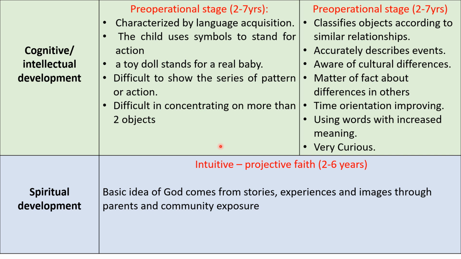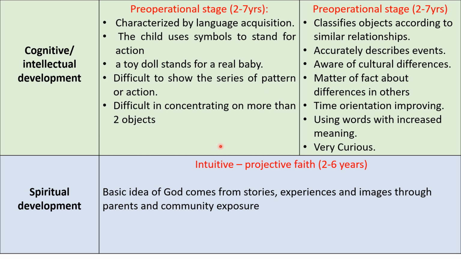Cognitive and intellectual development, that is in the stage of pre-operational stage. So cognitive development you can understand by the child's language basically, and they will be using symbols and actions. Then they will be considering toys like real things, but sometimes they show some difficulty to tell the series of action. If you ask them to tell step by step the things that happen, they may not be able to tell. And also, if you're showing two or more objects, there will be a difficulty in concentrating on things.